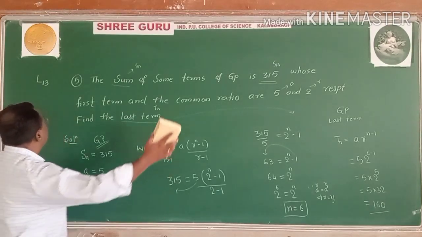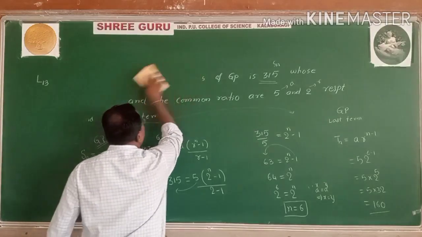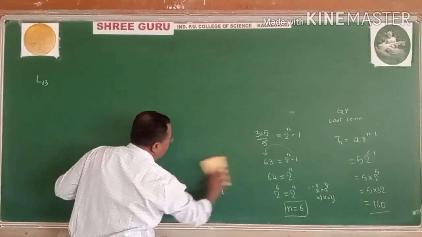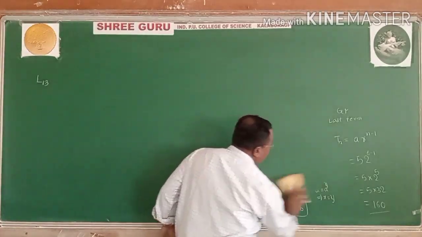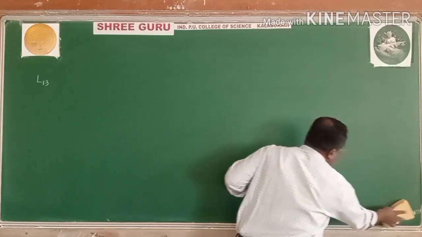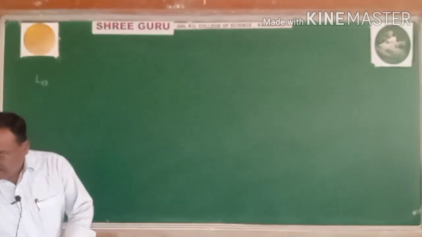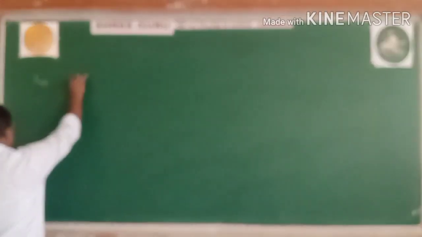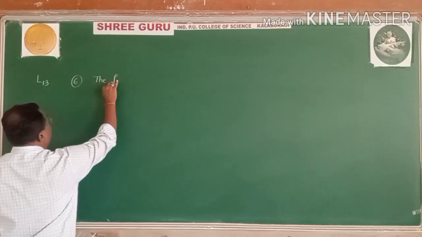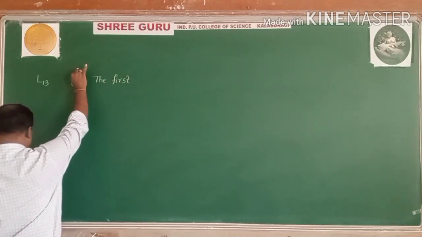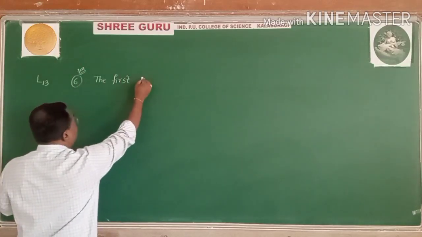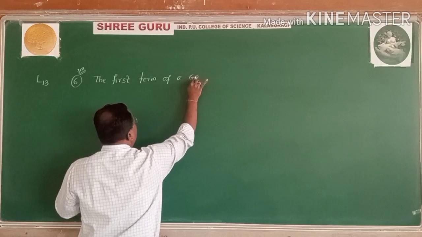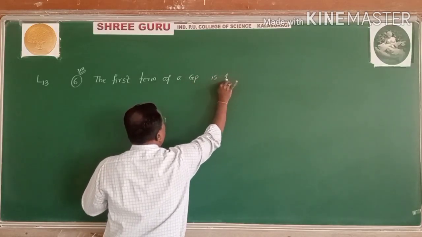Next, example number 6. This is 3 marks. The first term of a GP is 1.